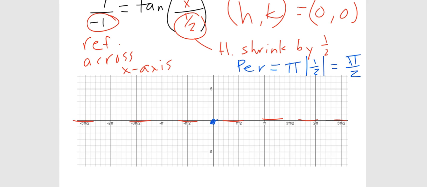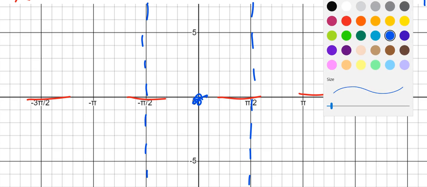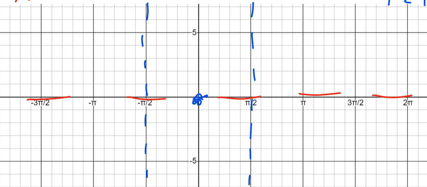Now, if you did a shrink by 1/2, here I'm going to draw in the old. These are the original asymptotes. So, if we multiply those by 1/2, then I would have new asymptotes here at pi over 4 and here at negative pi over 4.